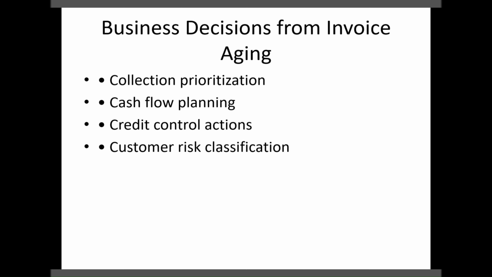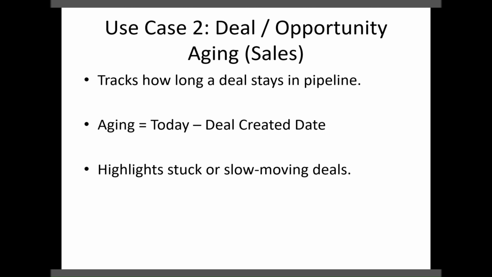Some business decisions from invoice aging: collection prioritization, cash flow planning, credit control actions, customer risk classification. Second use case is deal opportunity aging, in sales. Deal aging tracks how long a deal stays in the sales pipeline. Aging equals today minus deal created date. It helps identify stuck or slow moving deals.